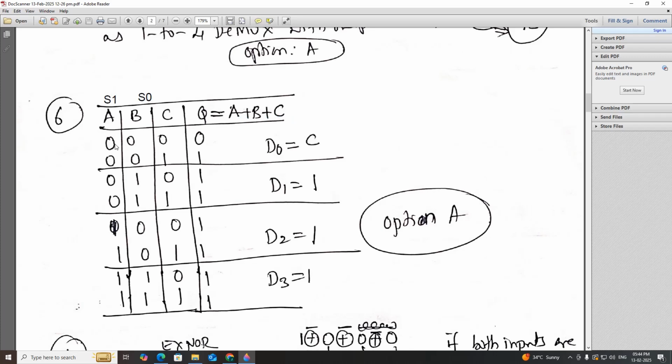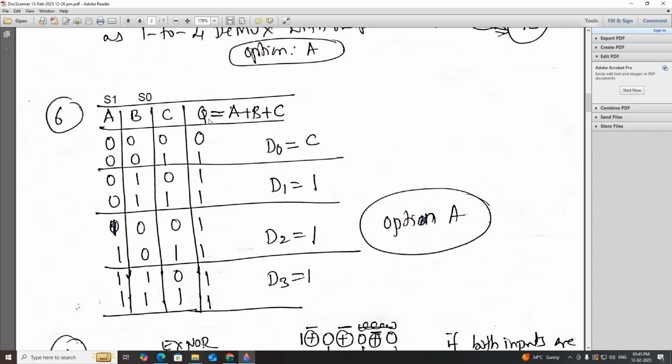So 0 plus 0 plus 0 is 0, 0 plus 0 plus 1 is 1, 0 plus 1 plus 1 is 1, because this is an OR operation, not an addition operation. Remember, it is an OR operation, not addition. 1 plus 1 is 1, 1 plus 0 is 1, and 1 plus 0 plus 1 is again 1. So for all the remaining combinations, it is 1.